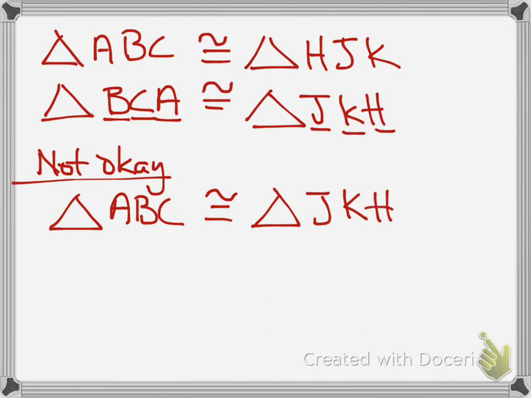See, when you say it that way, A matches up with H, B matches up with J, C matches up with K. Notice here I'm still keeping that: B matches up with J, C matches up with K, A matches up with H. But here I've changed that. So this is not okay when you change it up and you don't have corresponding parts listed together in the same order. Okay? So keep that in mind when you're talking about congruence.